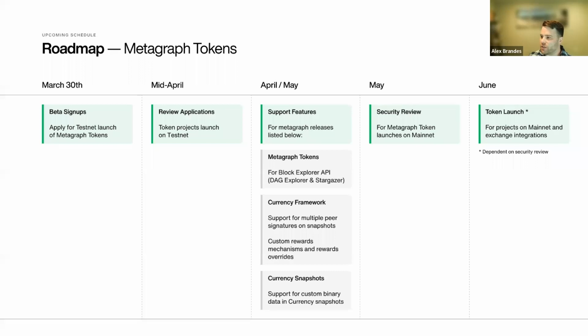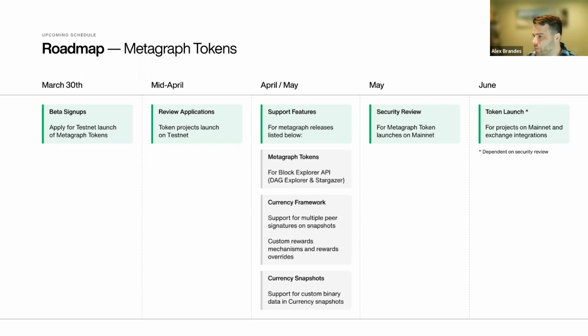So end of April, we have this release that we just went through, which is going to be the final feature set that is needed for us to go into security review. Security review is going to look at the currency framework and metagraphs on the network. In terms of timing on that, there's some uncertainty. So we're at the mercy of how long that takes.